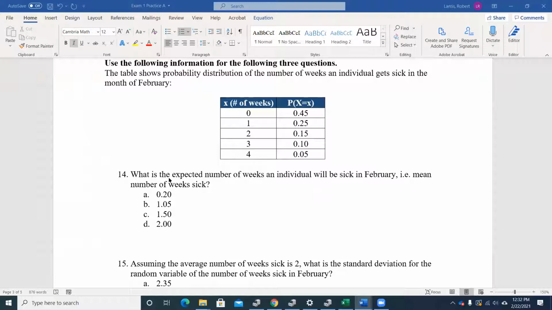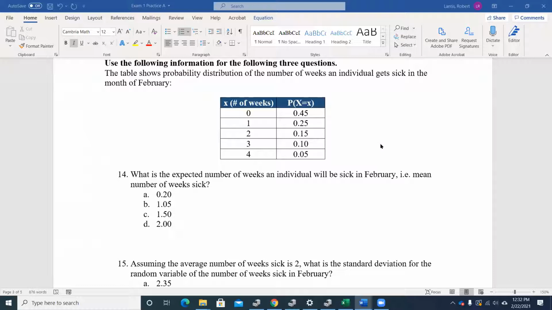Okay, so here we've got the different numbers of weeks we could see, and the probabilities associated with each one of those. So what's the expected number, i.e. the mean number of sick weeks someone has in February? Well, I can't simply add these up, 0 plus 1 plus 2 plus 3 plus 4, and then divide by 5, because some of these outcomes have very different likelihoods of occurring.